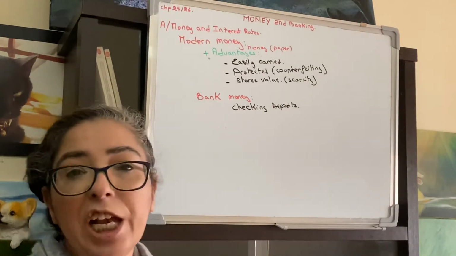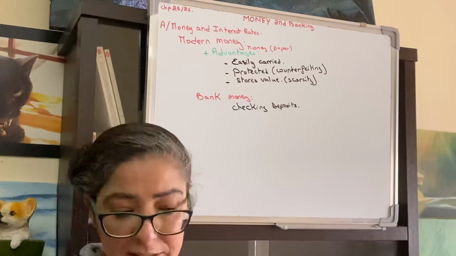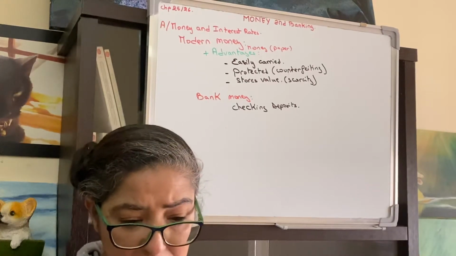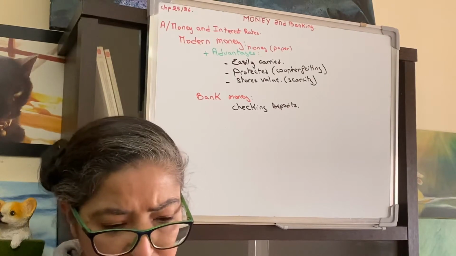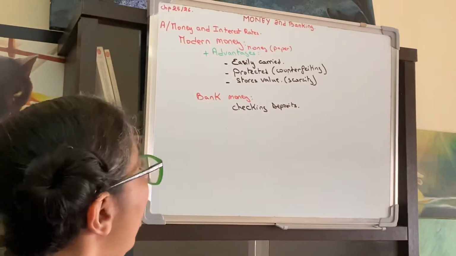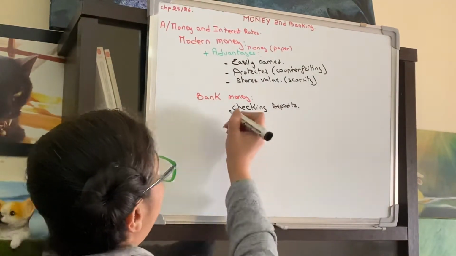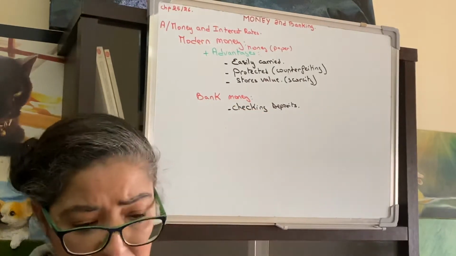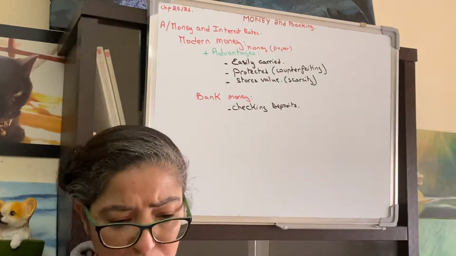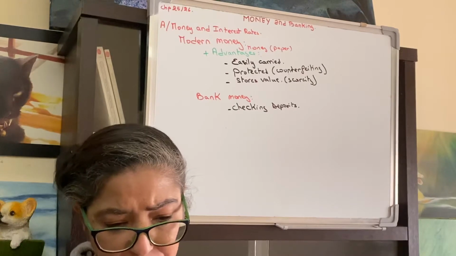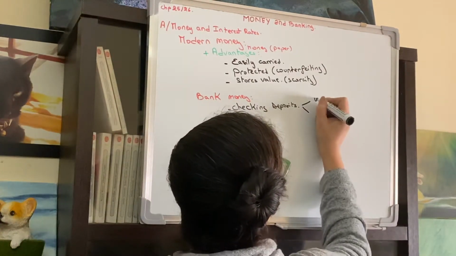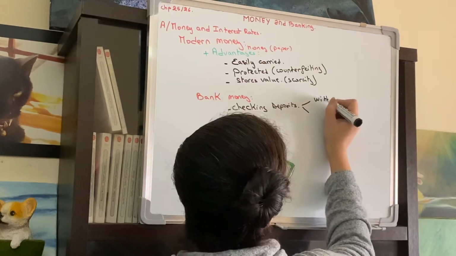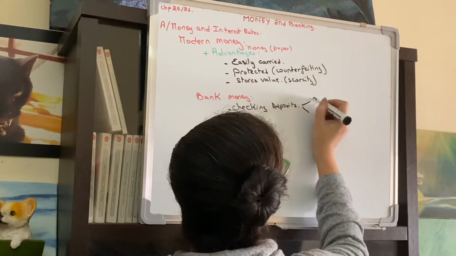So you have a checking account, you can write a check and pay with it. And checking deposits: checks are accepted as a medium of exchange. And I think debit cards also are accepted here. Checking deposits means wherever you can withdraw money without credit.